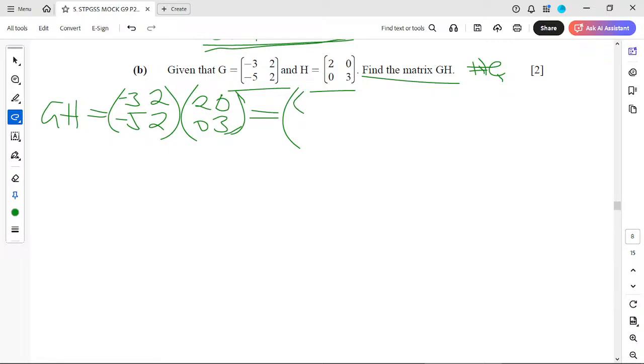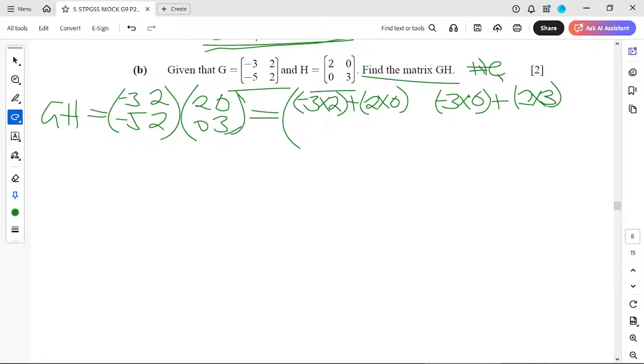So first we'll multiply negative 3 by 2, close bracket, plus open bracket. Then we say 2 by 0, like that. Then we use the same matrices: negative 3 multiplied by 0, close bracket, plus 2 multiplied by 3, close bracket, like that.